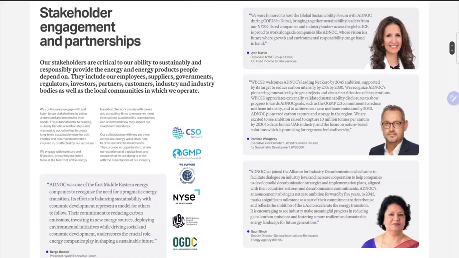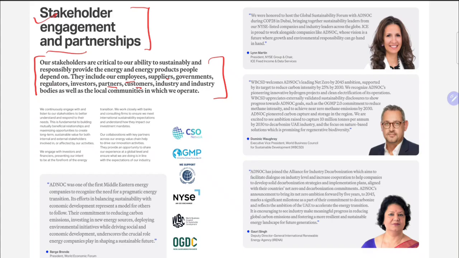Now, as an ESG sustainability reporting student, we need to understand a very important step of reporting: stakeholder engagement and partnerships. What process, methodology and approach has been adopted by the company to conduct stakeholder engagement? They write: our stakeholders are critical to our ability to sustainably and responsibly provide the energy and energy products people depend upon. The stakeholders include employees, suppliers, government, regulators, investors, partners, customers, industry and industry bodies. So in this section we can see the number of stakeholders identified by the organization.